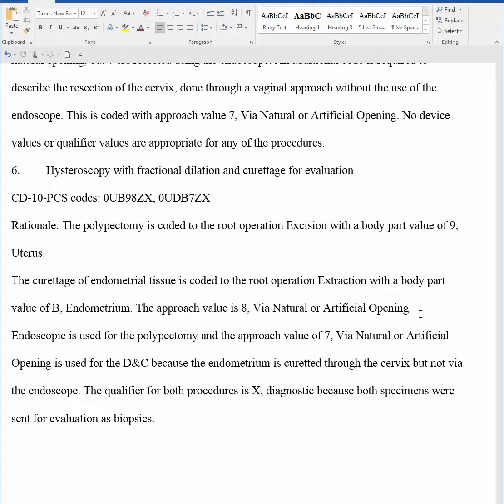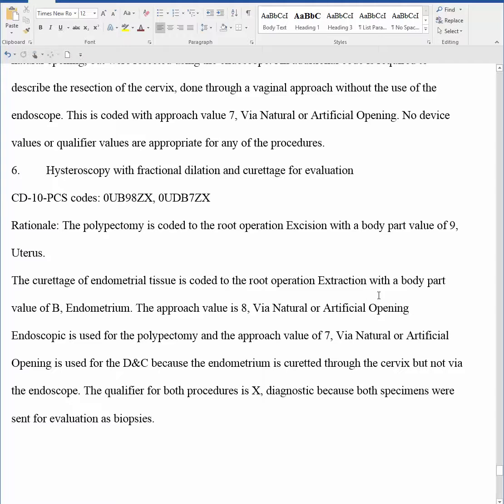He says it was thick and fluffy. That's not normal, so to speak. And she also had a biopsy of a small intrauterine polyp. So we have two codes, 0UB98ZX and 0UB7ZX. Okay, we have the polyp that was being biopsied, so that's going to make that an X, and we also have this endometrium that's being biopsied, so to speak. We have excision for the polyp, and then extraction.